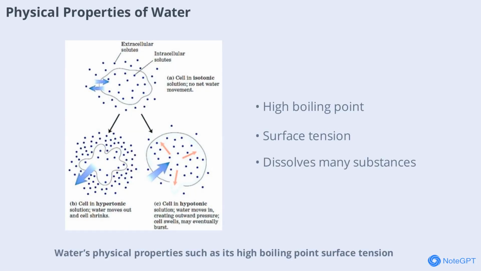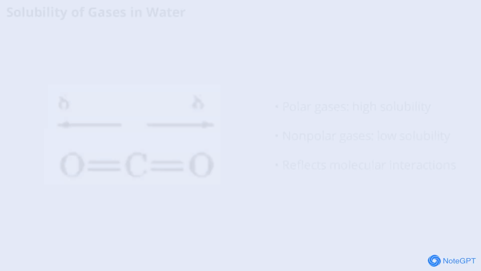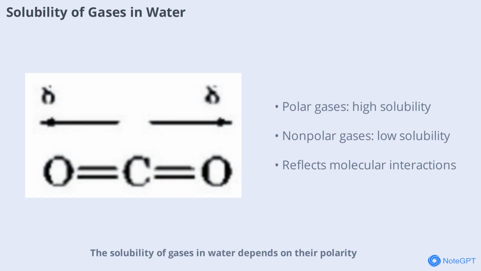Water's physical properties, such as its high boiling point, surface tension, and ability to dissolve many substances, are direct results of its molecular structure and hydrogen bonding. These properties enable water to support life by maintaining temperature stability, facilitating chemical reactions, and allowing for the transport of nutrients and waste. Solubility of gases in water depends on their polarity.